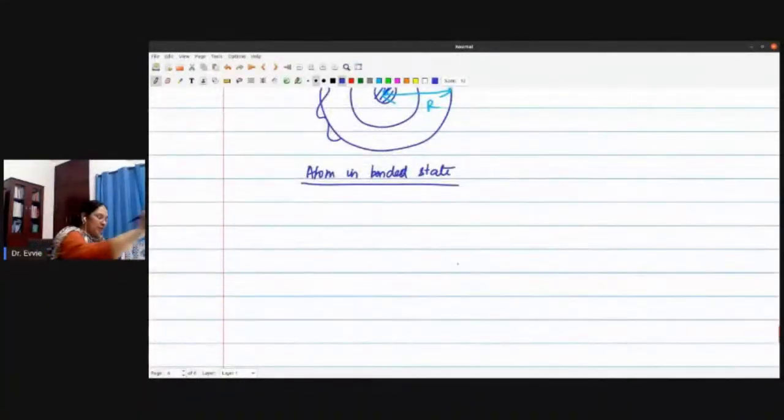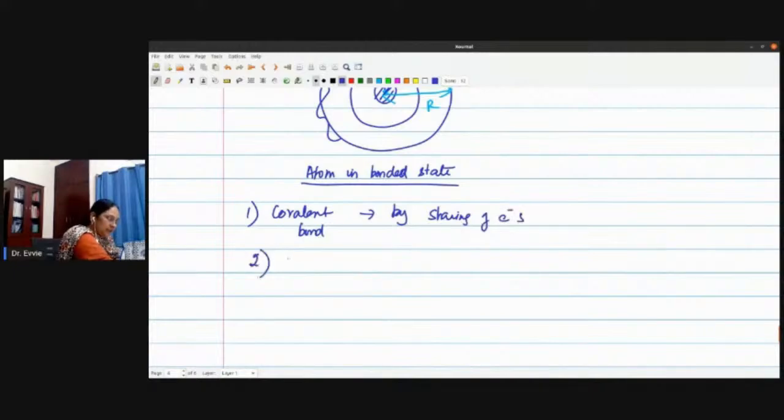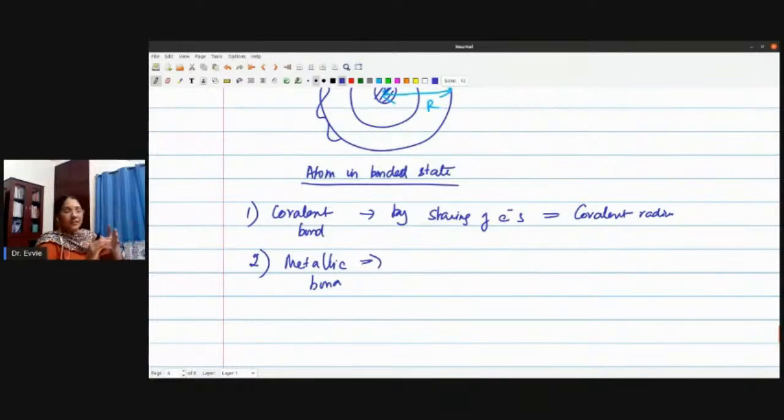What are the different bonds? One is your covalent bond. How is a covalent bond formed? By sharing of electrons. Now the second one is your metallic bond. So here we will be studying the covalent radius. Now coming to the metallic bond, you will be studying metals, where you have electrons surrounding the atoms. So here you have the metallic radius.